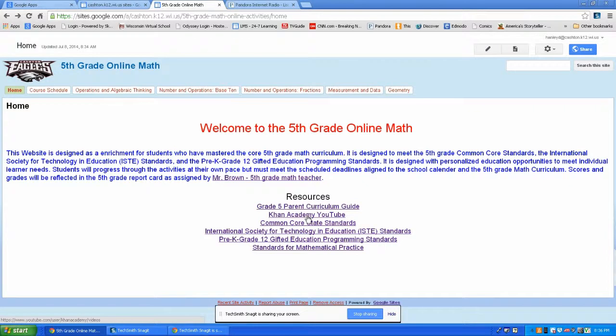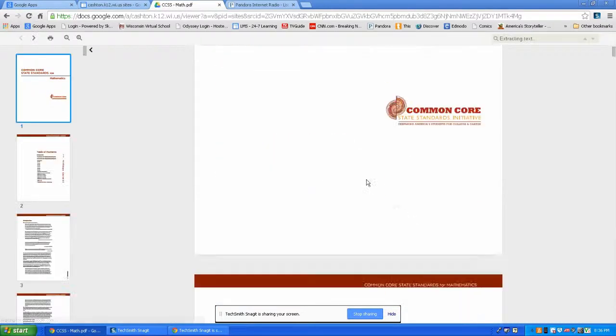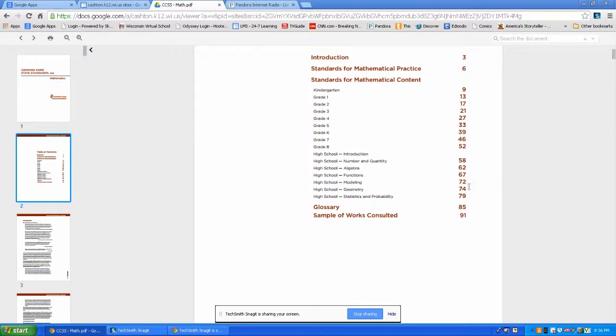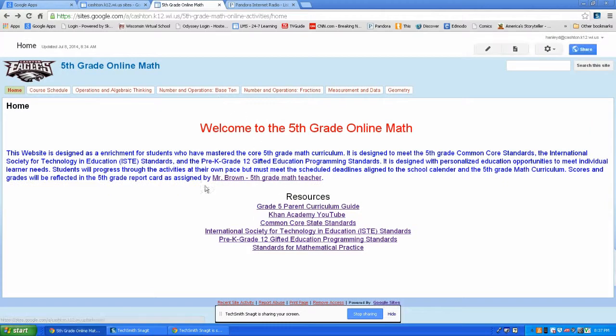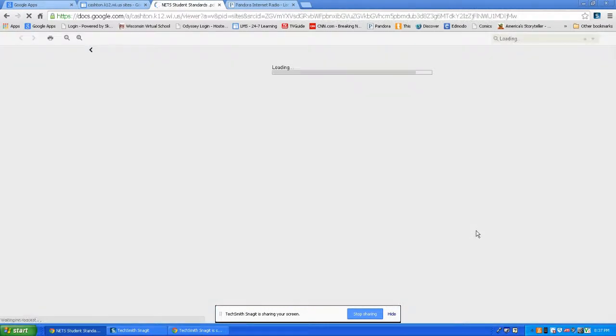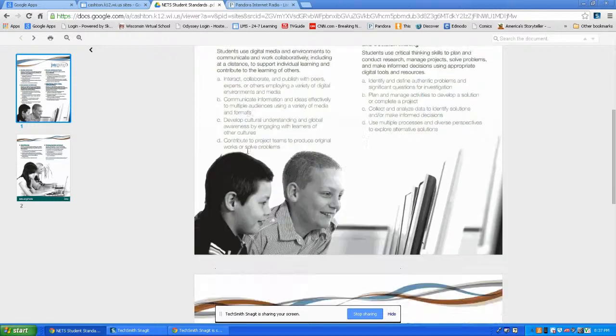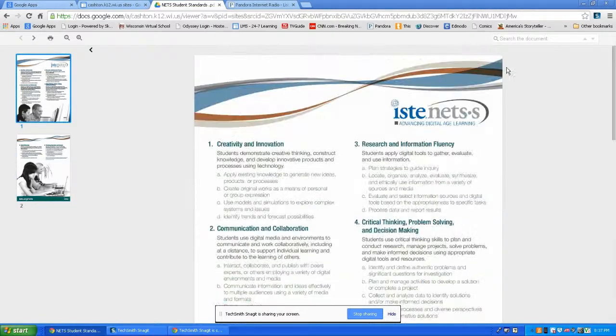There is a link to Khan Academy in case the students, when they're working on their own, need a little more reminder or little instructions on how to do some things. There is a link to the Common Core State Standards site so that we can see what the math Common Core is and how this matches up to some of that. We have a link to the technology standards, so that we can see which of the standards there we are meeting.